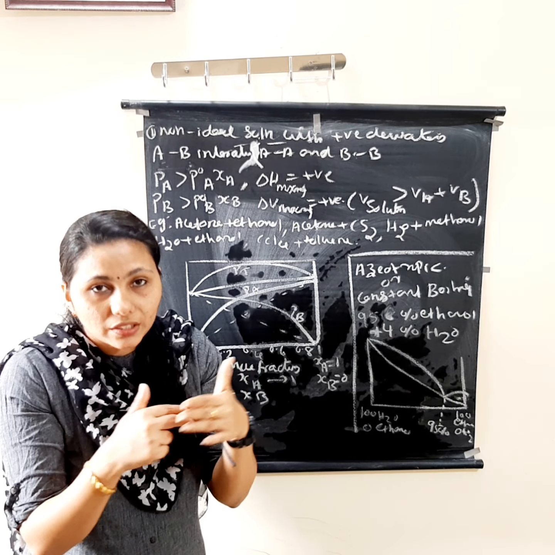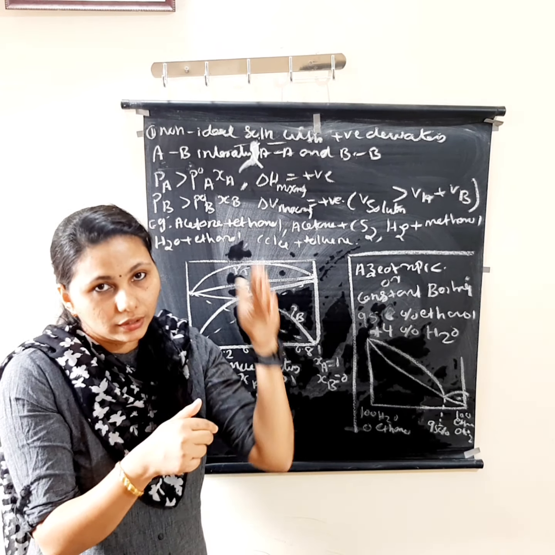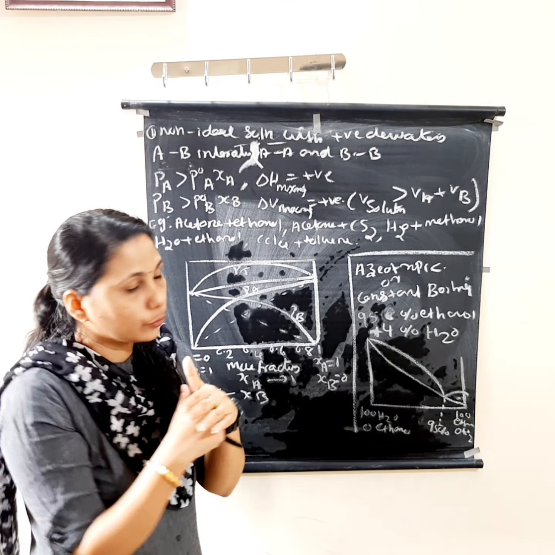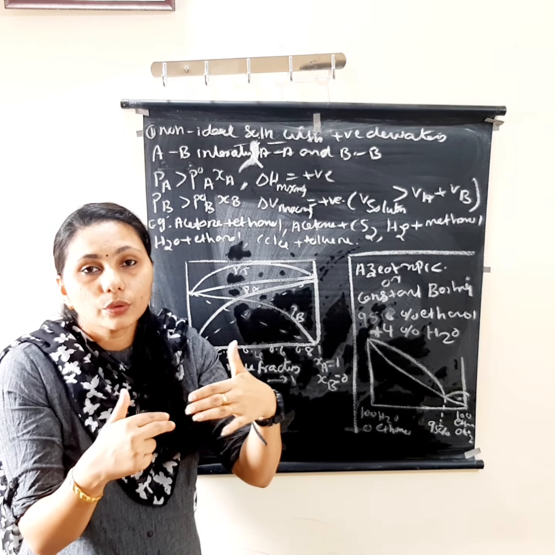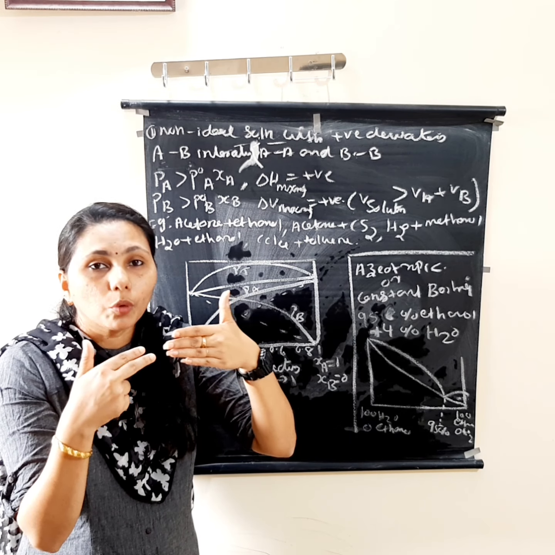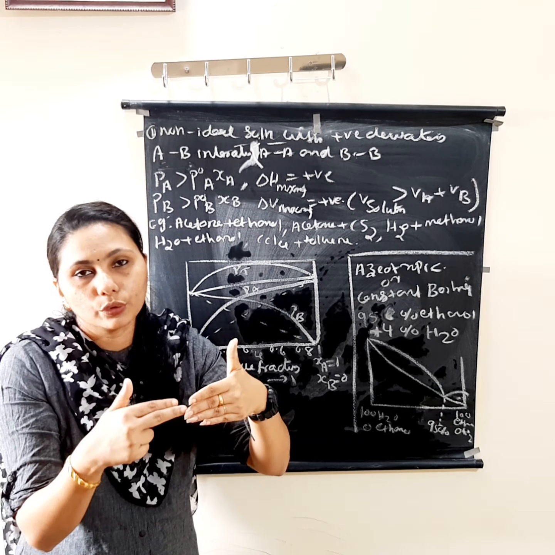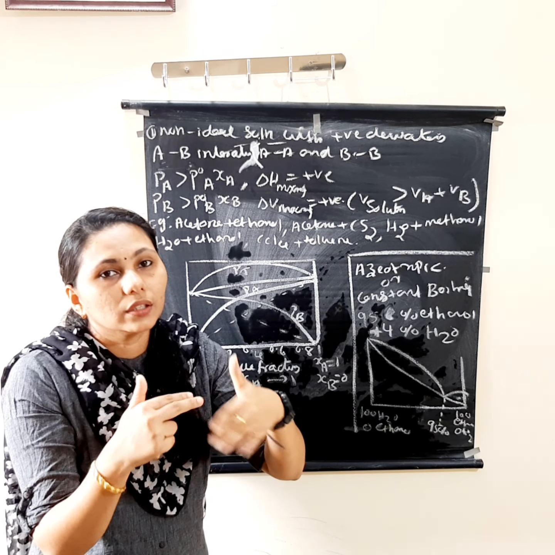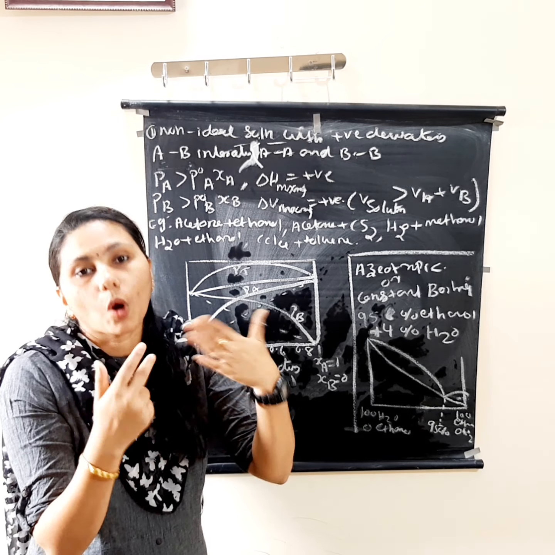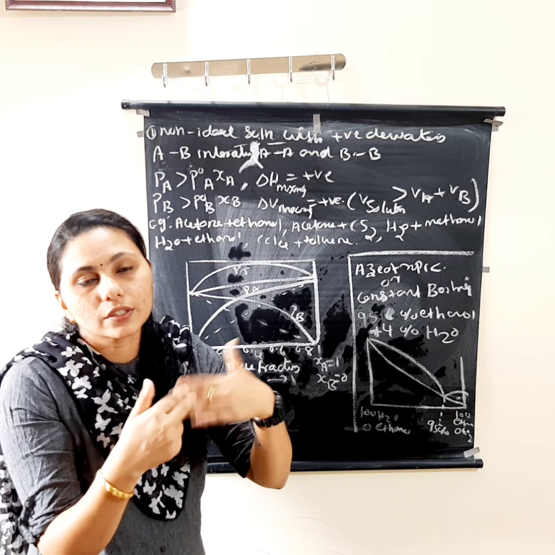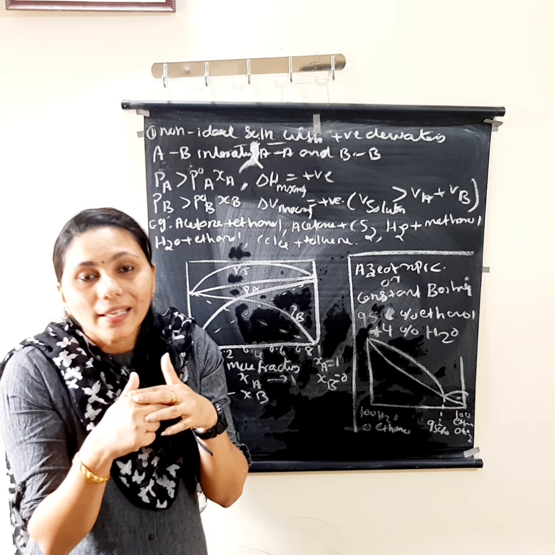Okay, so what is happening? The A-B force of attraction is weaker in case of which one? In this type of non-ideal positive solutions. So weaker means what? They are loosely held, and loosely held means the intermolecular distance will be more. That is why when this type of solution is forming, the volume will be increased. That means delta V mixing will be positive. And that is why the heat energy also increases, so delta H will also be increased.